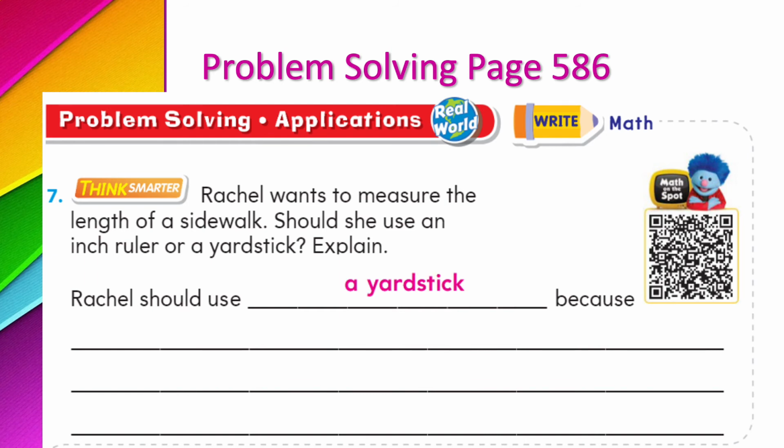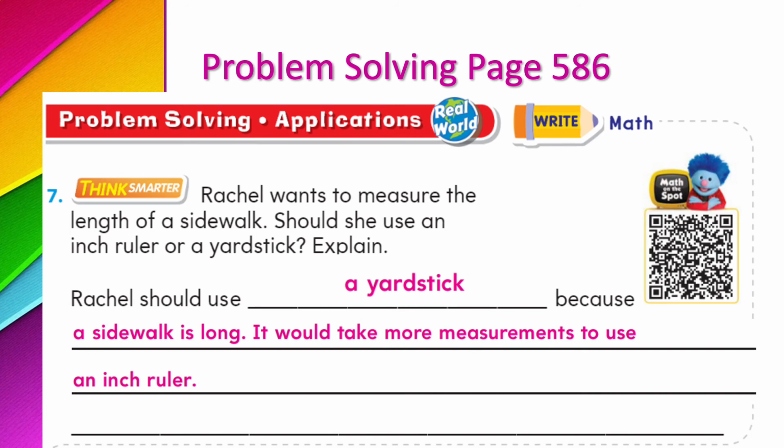Definitely you will use a yardstick, and here's why you will use it. A sidewalk is very long, right? It would take more measurements to use an inch ruler. So, for example, if I tell you to measure the length of a corridor, if you use a tiny little ruler, an inch ruler, you will take a lot of time and you will have to repeat the inch ruler length to check how long the corridor is. A yardstick, on the other hand, will make the job simpler. It would take more measurements to use an inch ruler and fewer for a yardstick. Please write this down on page number 586.